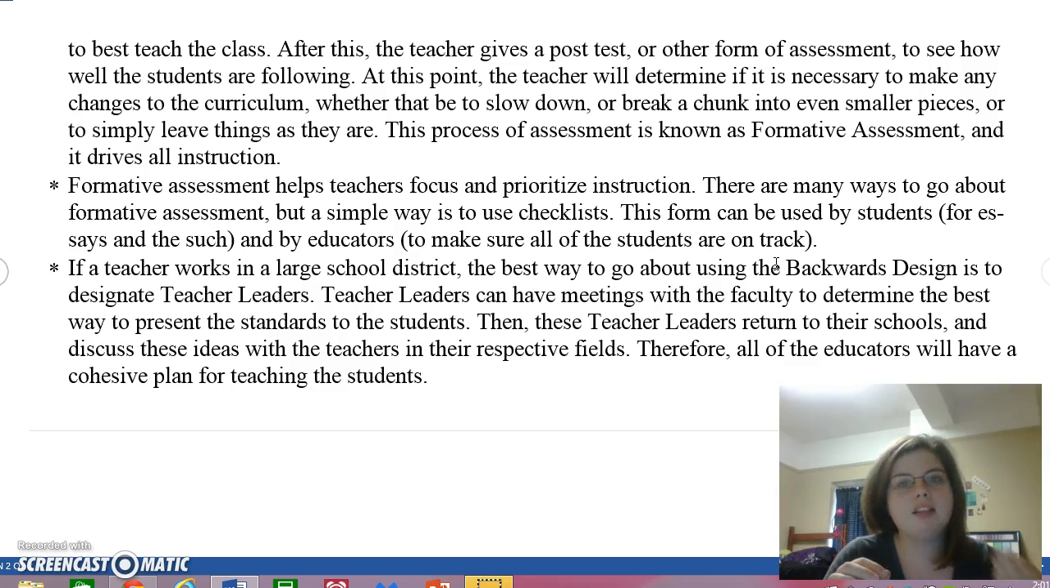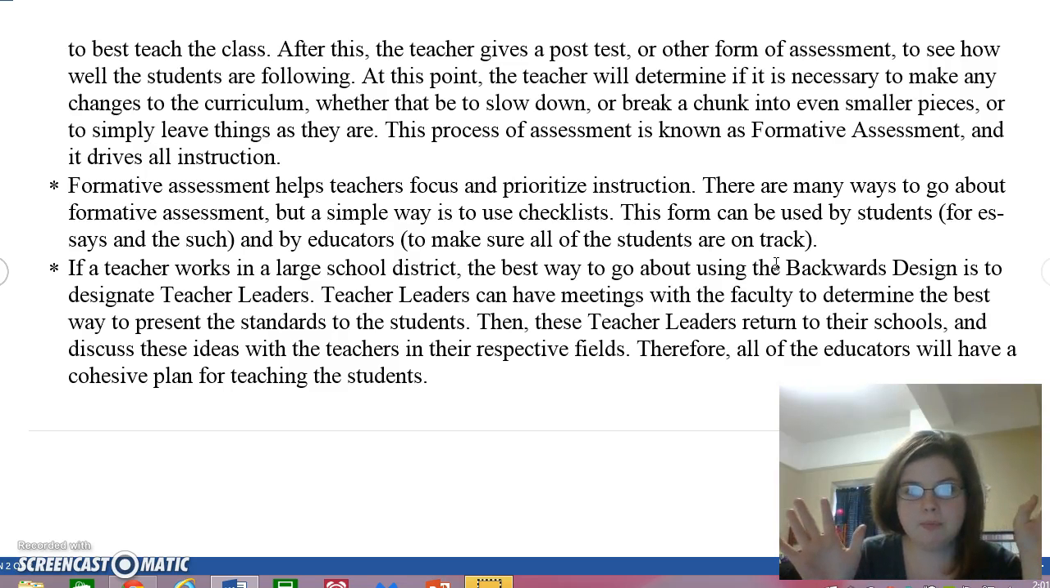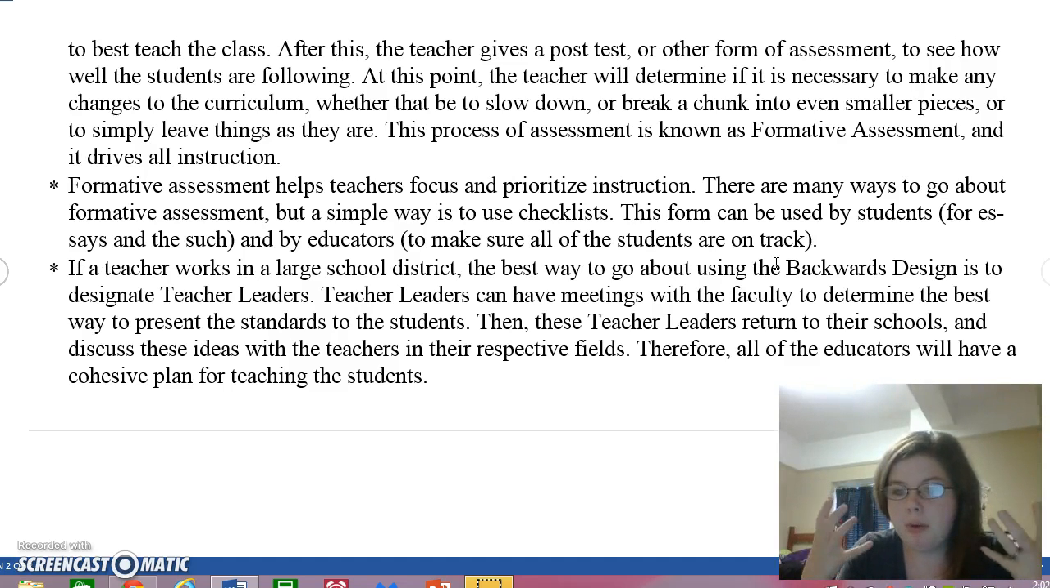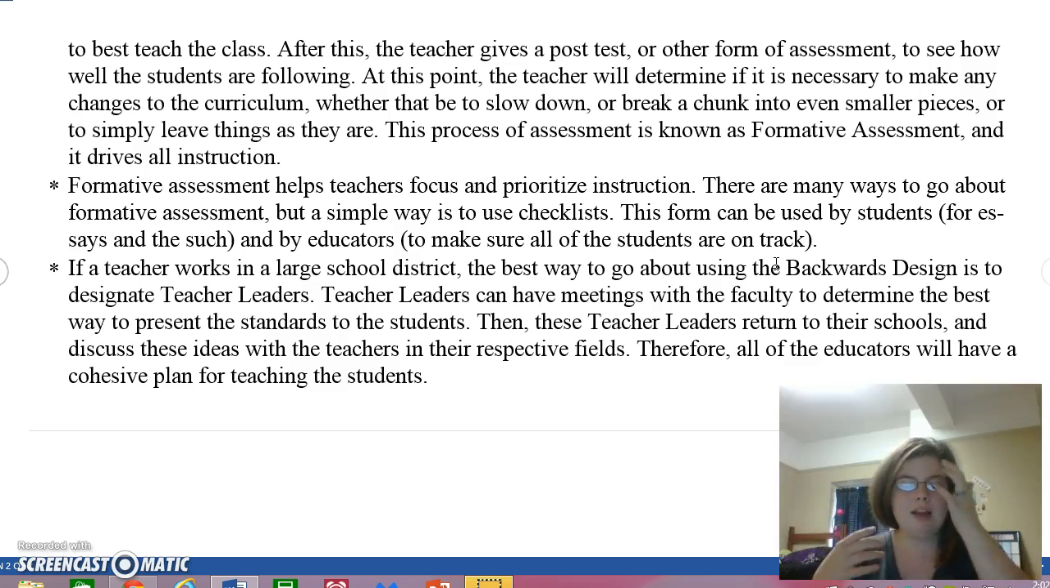At this point, the teacher will determine if it is necessary to make any changes to the curriculum, whether that is to slow down, or to break a chunk into even smaller pieces, or to simply leave things as they are because the students are doing just fine. This process of assessment is known as formative assessment, and it drives all instruction. Formative assessment helps teachers focus and prioritize instruction because it's going as you're going. As you teach, you assess whether or not this is working, and if it's not working, then something needs to change. You don't just keep going because then you're just wasting time because they're not learning anything, and now you've wasted a week.